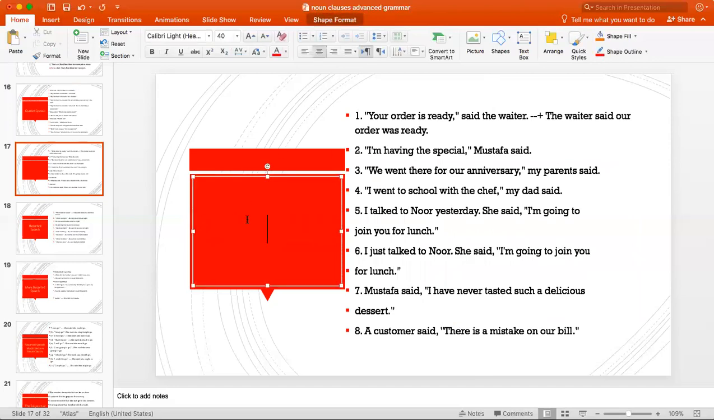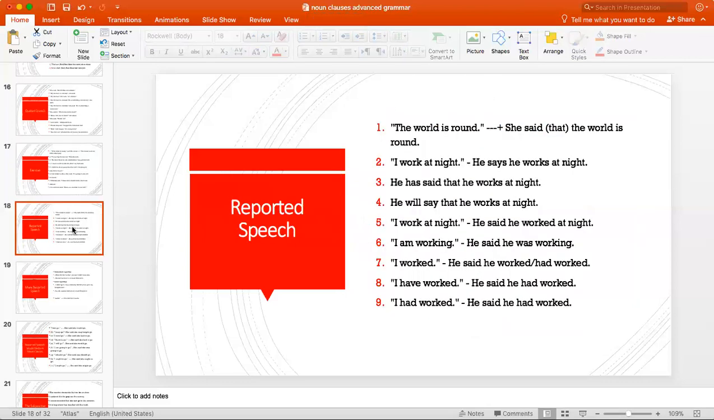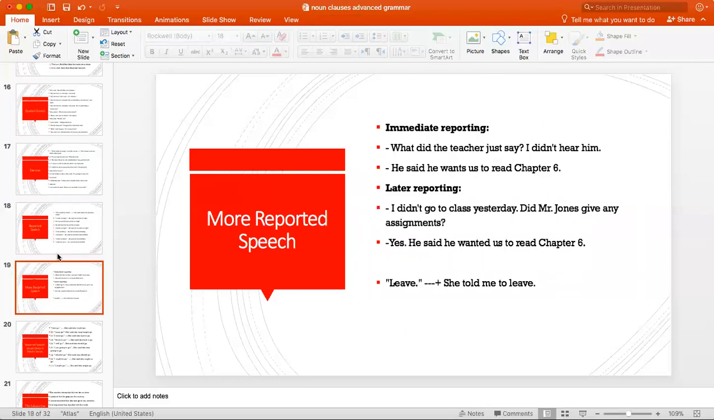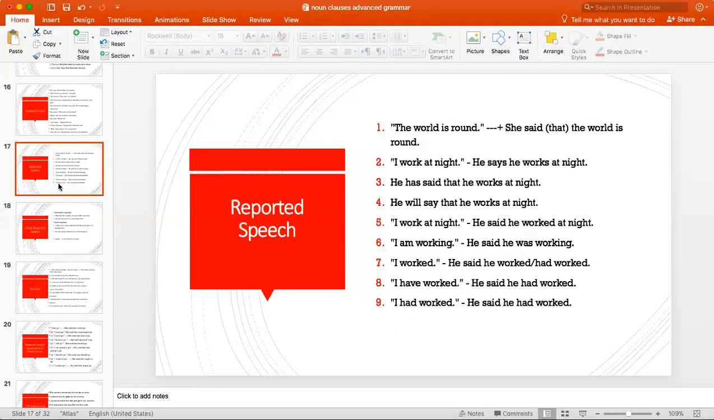Again, this is another exercise from your book, Understanding and Using English Grammar. Turn the reported speech into indirect speech: the waiter said, "Our order was ready." I'll show you this in a bit, before the exercise. I'll go back to the exercise later on. So when we report the speech, I'll move this exercise later, down here.